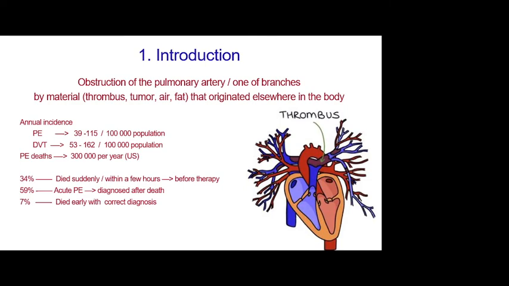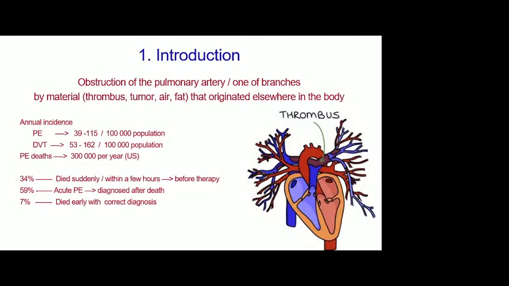My topic today is acute pulmonary embolism. So, what is pulmonary embolism? That is obstruction of the pulmonary artery or its branches by a material. Could be thrombus, could be tumor, could be air or fat. It should be originated elsewhere and should come and embolize to the pulmonary arteries. So, today we will discuss mainly thrombus-generated pulmonary embolism.